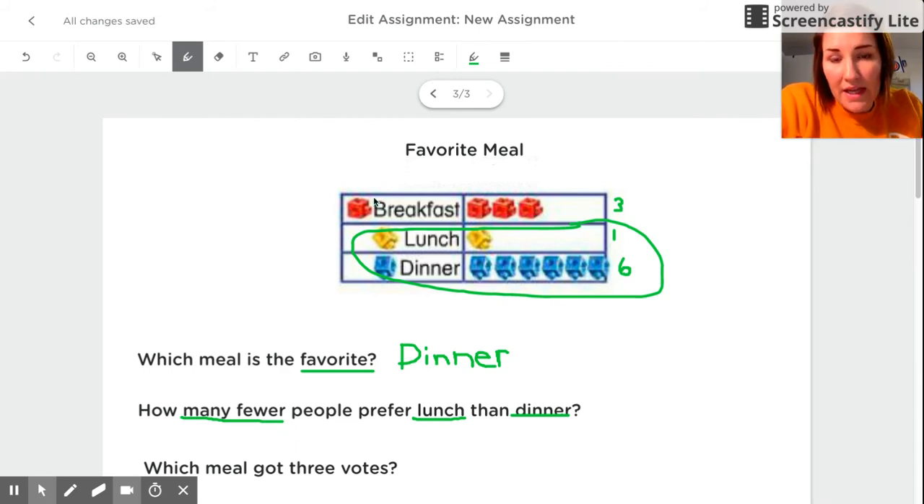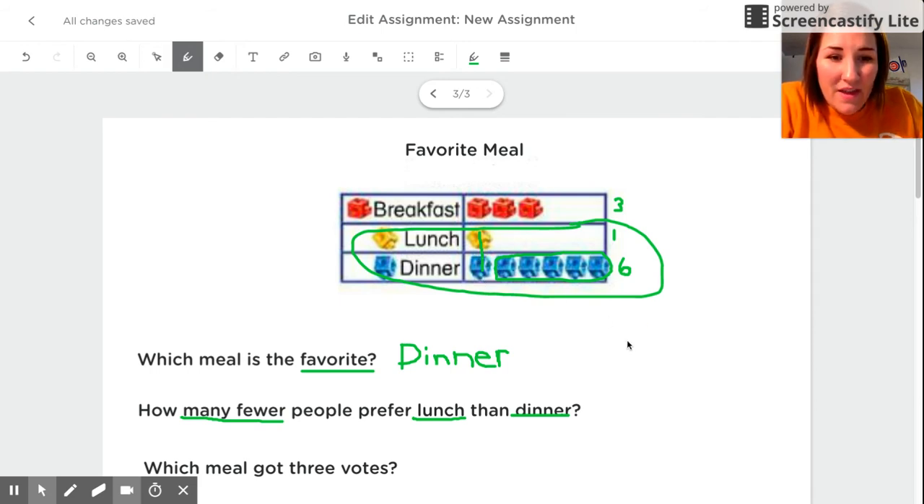And remember, when I'm looking at this data, I'm not considering the pictures in the key down here, or the labels that tell me what each picture represents. So I'm not including these ones over here. I'm just looking on this side of the graph. So comparing lunch and dinner, I want to match them up and see how many don't have partners. Lunch only got 1 vote, and all of these extra are how many more people voted, or how many fewer.